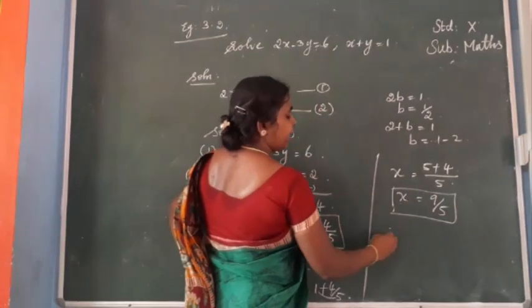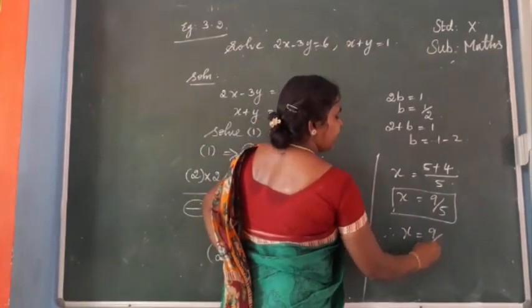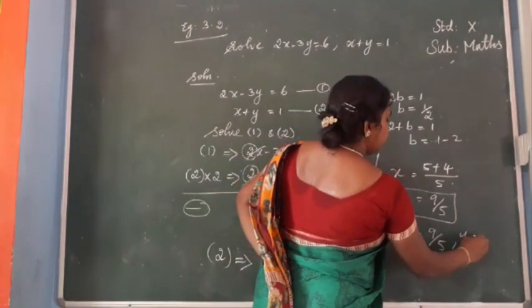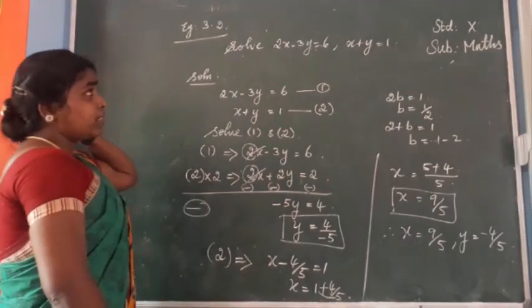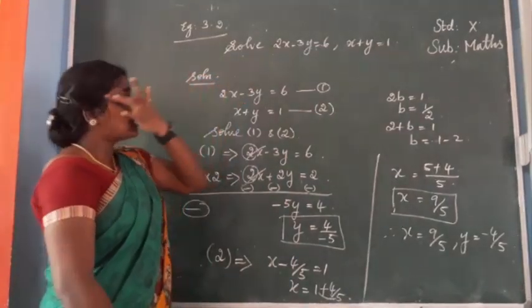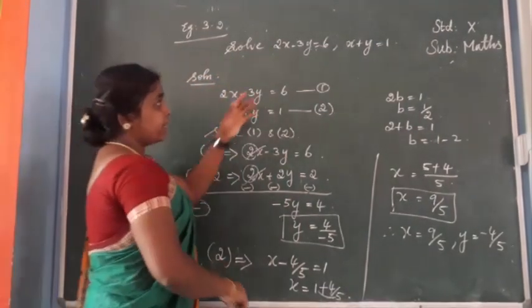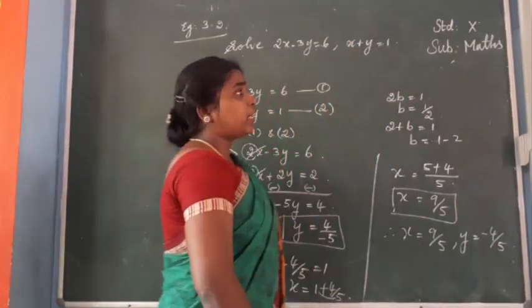So next you can write. Therefore, x equal to 9 by 5, y equal to minus 4 by 5. This is the answer. Once again you see the question. Solve 2x minus 3y plus 6 equal to 6, comma x plus y equal to 1.